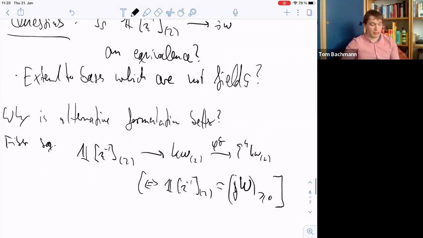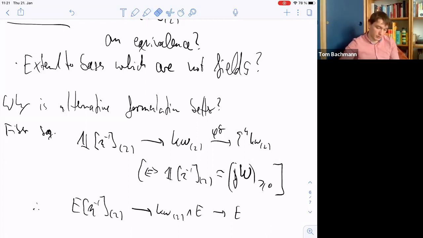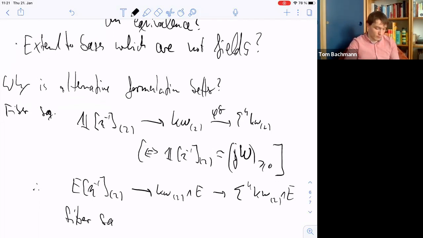greater than or equal to 0. But now that we have it written as a fiber sequence like this, I can smash it with any spectrum whatsoever, and it remains a fiber sequence, right? So therefore, you get E eta inverse localized to 2 goes to kw 2 smash E goes to sigma 4 kw 2 smash E. Like this. And so this means that if you want to compute, let's say, the homotopy groups of this thing here, or of any eta-periodic 2-local spectrum, what you have to do is work out its little kw homology, and the effect of this homology operation phi g.